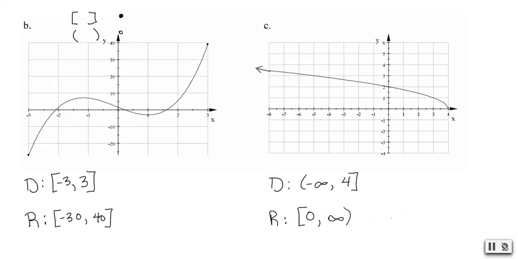On infinity and negative infinity, we always have a parenthesis. Just think about the fact that you cannot contain infinity. So the square bracket means that it contains that number. It includes that number.